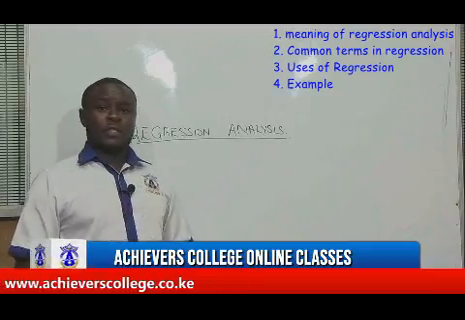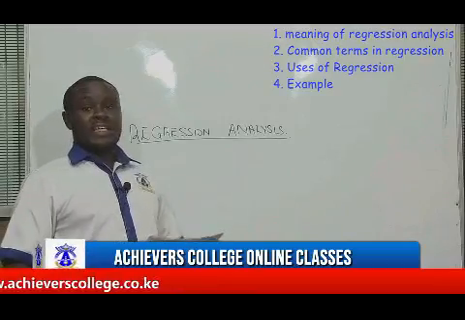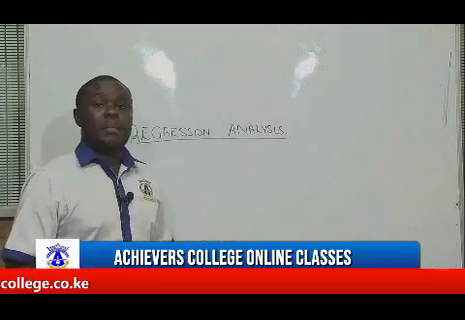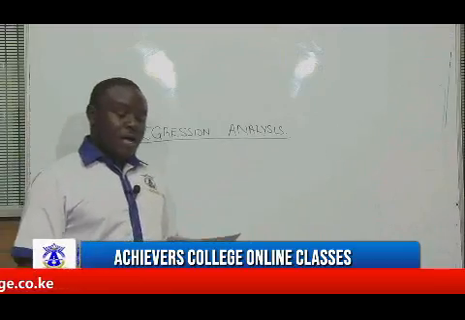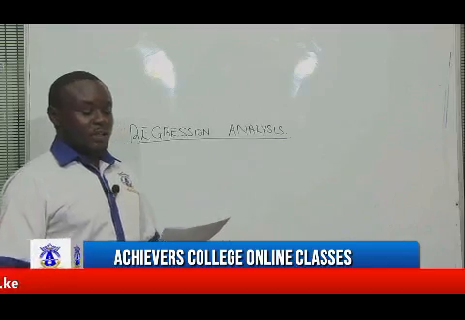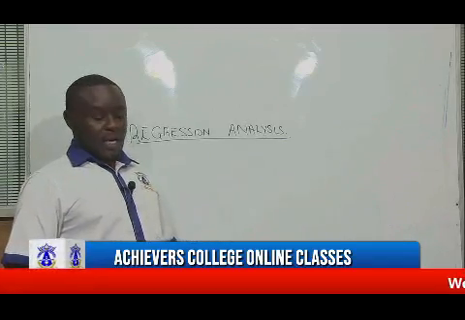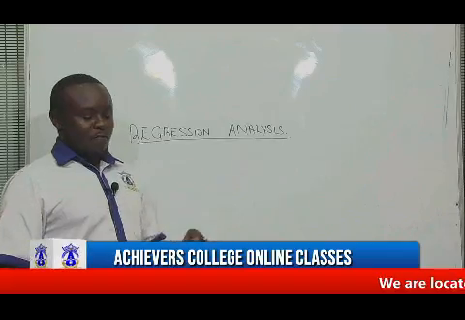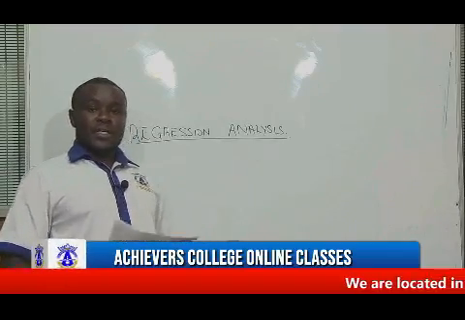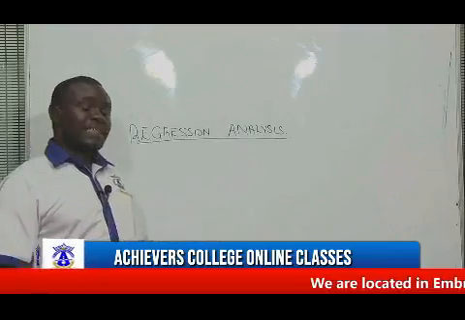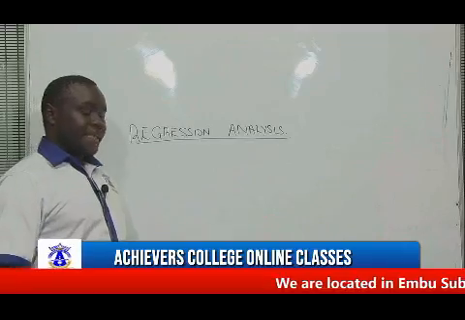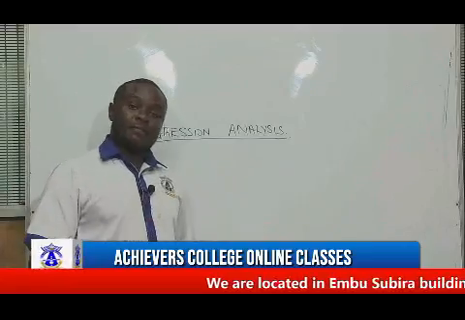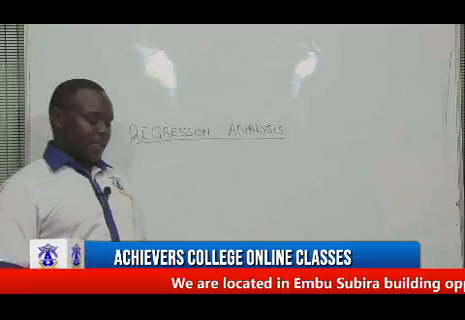So the very first thing we shall start with is the meaning of regression. We are asking ourselves, what is regression? By definition, it is a statistical method that is used to determine the relationship between variables. And the variables are the dependent and independent variable. So when we talk about regression analysis, we are simply talking about that statistical method of determining the relationship between variables, and as I've mentioned, it's the dependent and independent variable.